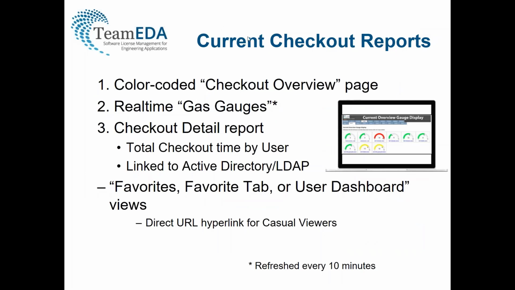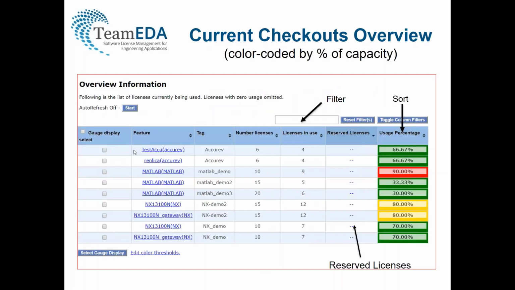So let's just take a quick look at some of the current checkout reports that are available. There's the Color-coded Overview page, which is basically a table. It shows everything that's currently checked out, how many licenses you own, how many are in use, are any reserved, and this is percentage of capacity. So you can look at the color-coding and see what's near capacity, like we've got 9 out of 10 of these MATLAB licenses already checked out.